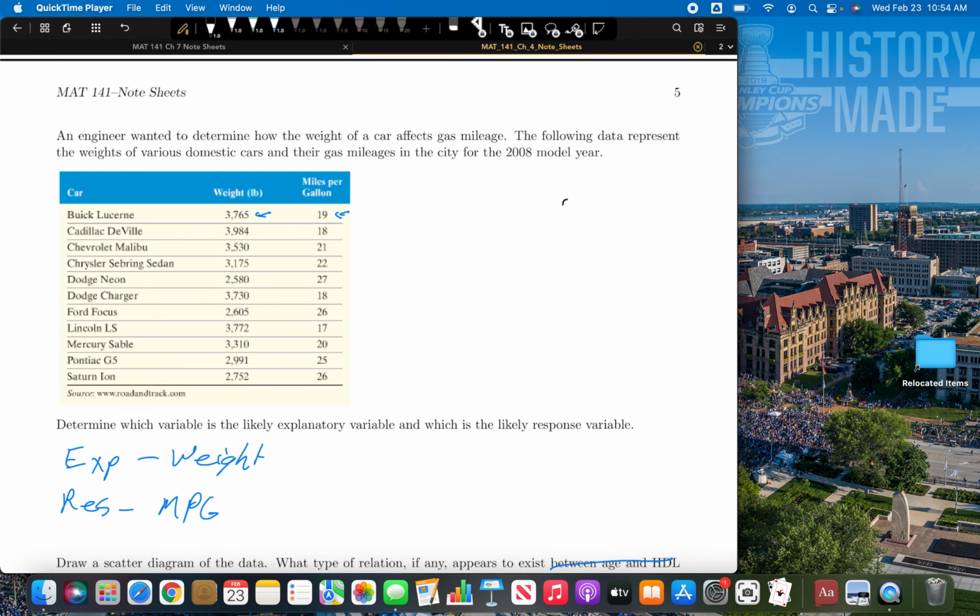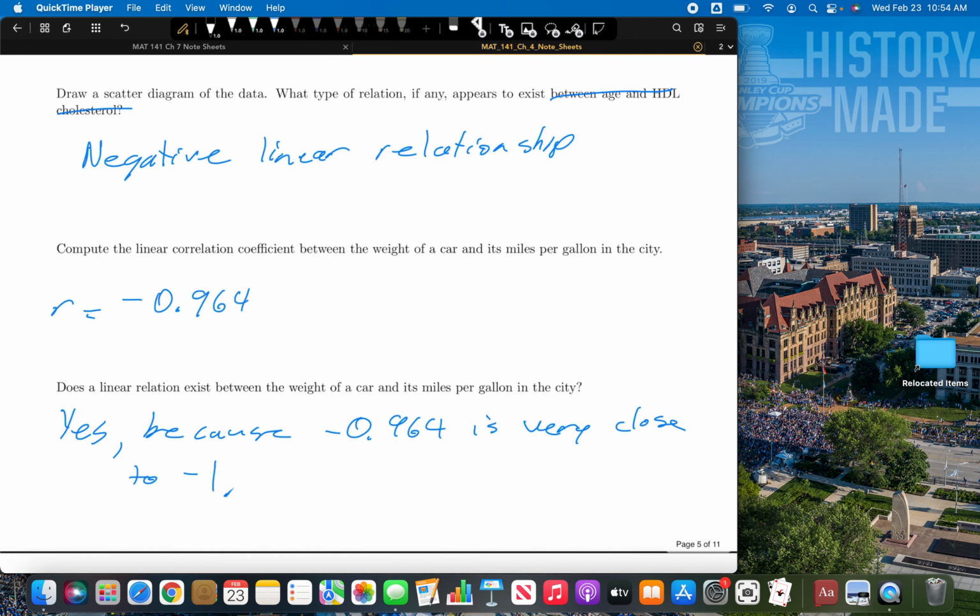We already completed this problem in the 4.1 workbook, but what I wanted to talk about was specifically this last part. Does a linear relation exist between the weight of the car? So we can actually go further than we went with this, in a more statistical manner, to figure out the answer to this last question. And it's using what is called the critical value.